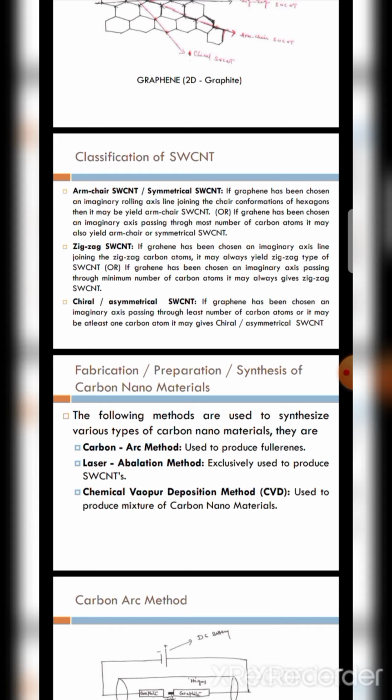Chiral or asymmetrical single wall carbon nanotubes. If an imaginary axis is chosen in graphene passing through the least number of carbon atoms, or it may be at least one carbon atom, it gives asymmetrical single wall carbon nanotubes.